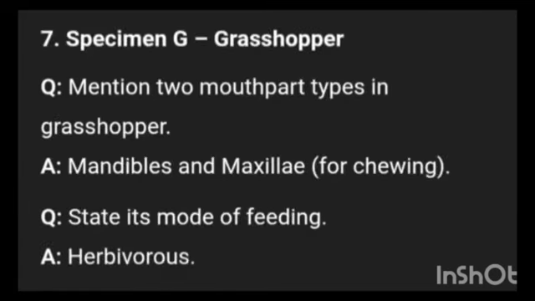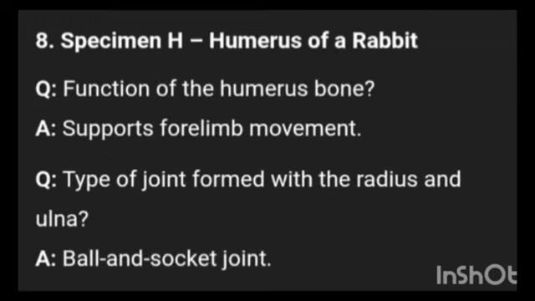Specimen G is a grasshopper. Mention 2 mouth part types in the grasshopper. It has a mandible and a maxilla for chewing. State its mode of feeding. It's herbivorous. In other words, it feeds on grasses. That's the mode of feeding for specimen G, the grasshopper.